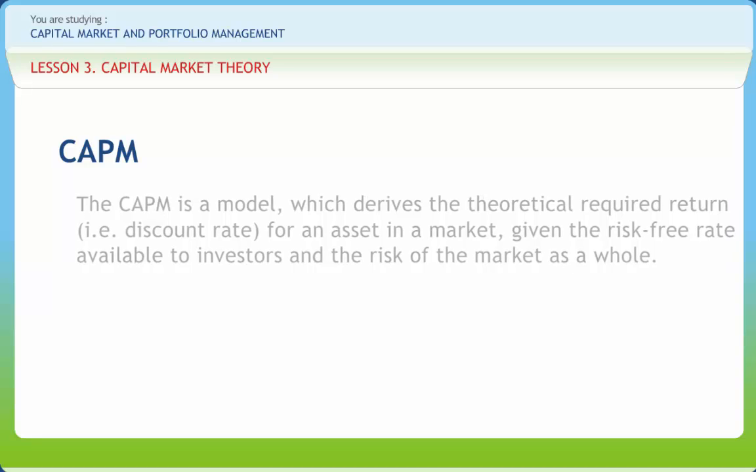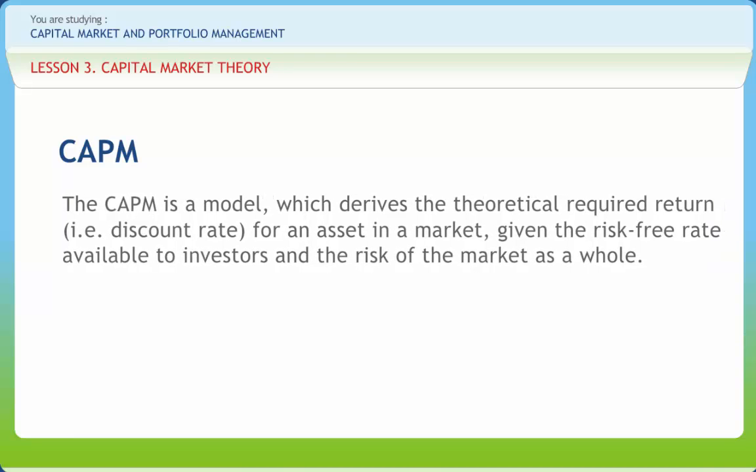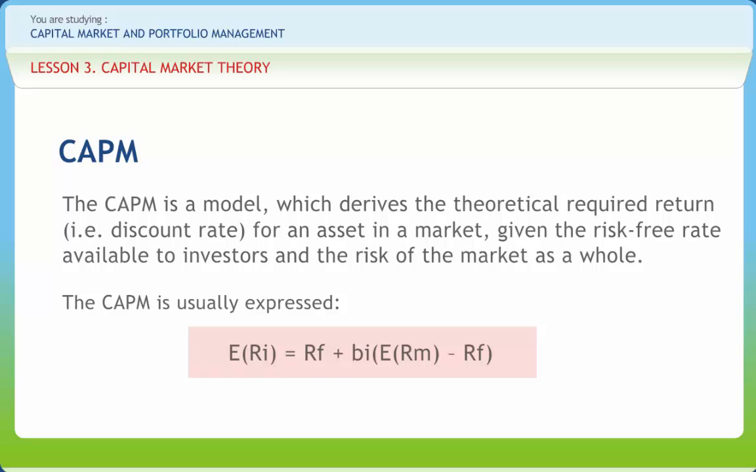The CAPM is a model which derives the theoretical required return, that is, the discount rate for an asset in a market, given the risk-free rate available to investors and the risk of the market as a whole. The CAPM is usually expressed as E(Ri) equals Rf plus beta i times (E(Rm) minus Rf), where beta is the measure of asset sensitivity to a movement in the overall market. Beta is usually found via regression on historical data. Betas exceeding 1 signify more than average riskiness.